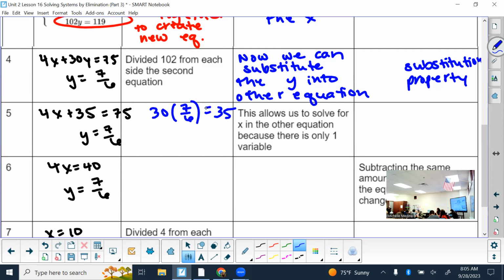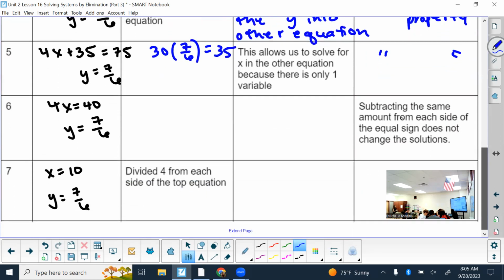So this allows us to solve for x in the other equation because there's only one variable. How that lets us do that, I don't really know how to explain. I'll just put substitution property again. We're simplifying it. All right, and then the bottom equation is staying the same, like we already know what y equals. What did they have to do next in order to keep solving for x?